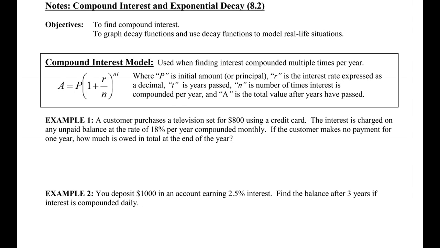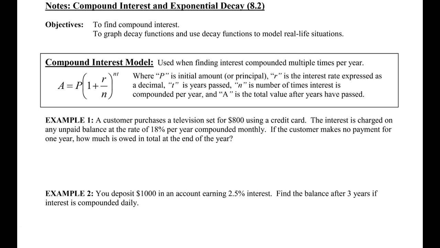Today's notes are on compound interest and exponential decay. The equation for compound interest is A equals P times the quantity of 1 plus R over N raised to the power of NT. In this equation, P is your initial amount, R is your interest rate expressed as a decimal, T is the years past, N is the number of times interest is compounded per year, and A is the total value after the years have passed.